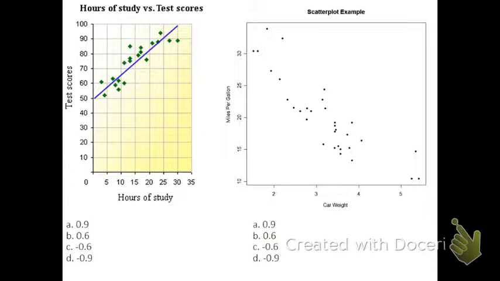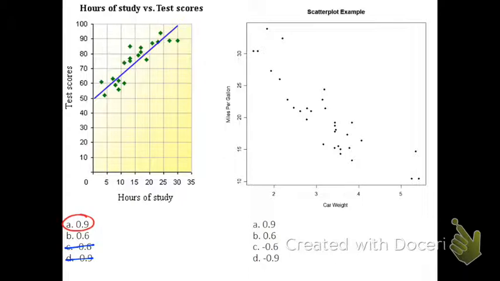So again, by process of elimination, I know that it's not going to be either of these negatives because it's going up from left to right. And then I can choose, is it strong or is it weak? And it looks like that's pretty strong. So I'm going to call that a 0.9 correlation coefficient.